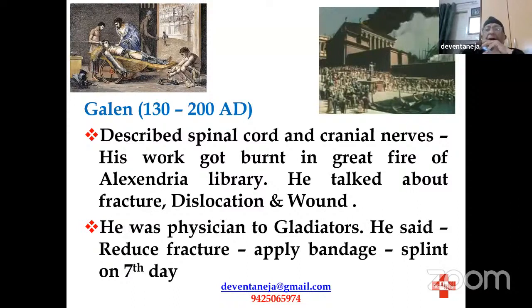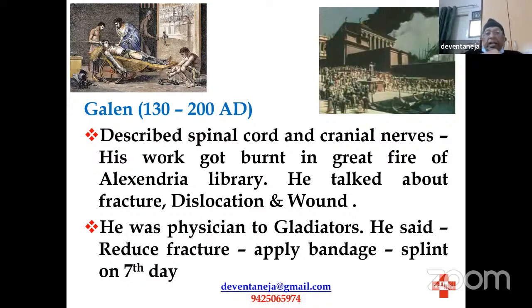Galen described the spinal cord and the cranial nerves, and his work got burned in the great fire of Alexandria Library. You see, Alexandria Library was one of the very rich libraries with thousands of books, and it got burned there. And he talked about fractures, dislocations, and wounds.